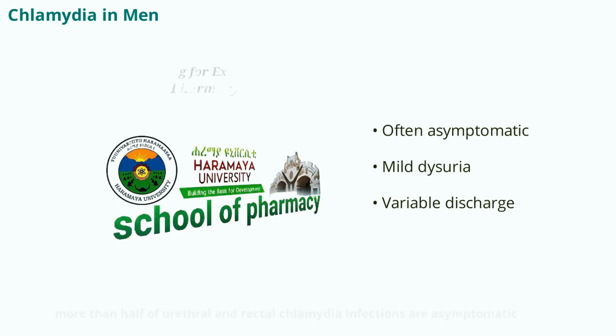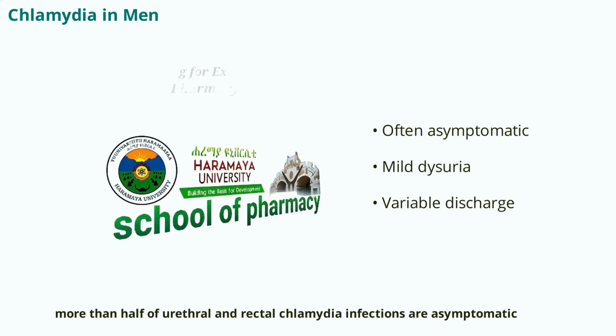In men, more than half of urethral and rectal chlamydia infections are asymptomatic. When symptoms do occur, mild dysuria and urethral discharge are most common. The discharge can range from scant to profuse and may be mucoid or purulent. Because symptoms are often mild or absent, many men may not realize they are infected, which can lead to ongoing transmission.